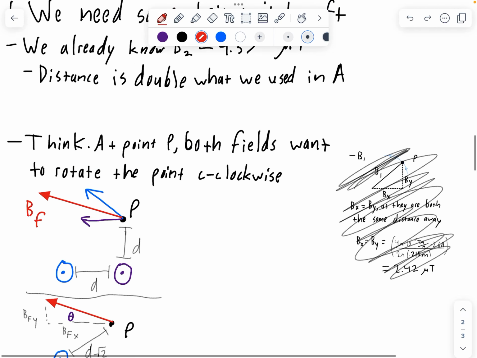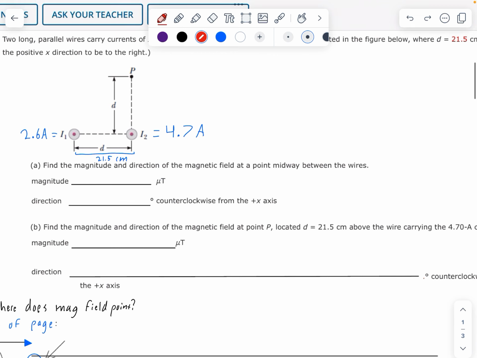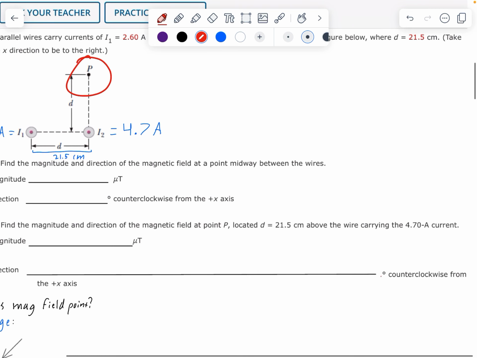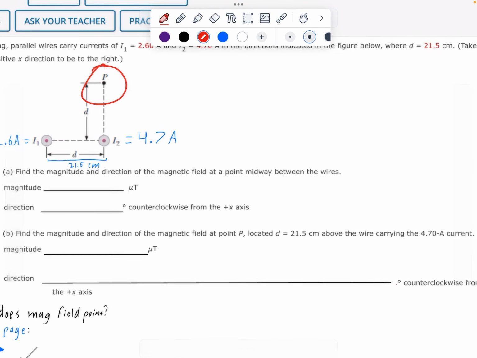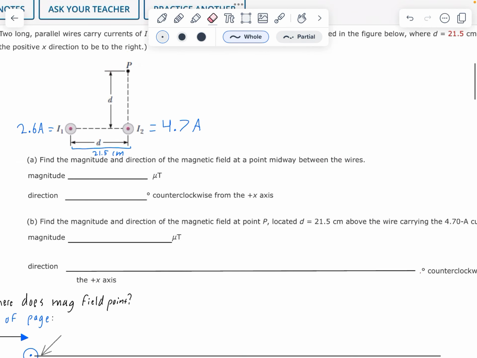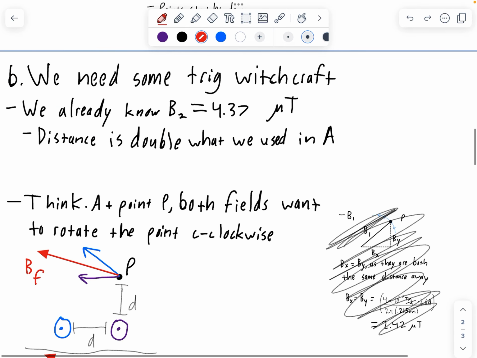Okay, so then I'll go on to part B now. Part B says find the magnitude and direction of the magnetic field at point P, located the same distance, D equals 21.5 centimeters, above the wire carrying the 4.7 A current, so above I2. So what is the magnetic field at this point P? This one is a lot harder because you're going to have to use some sort of trigonometry with the fields acting and whatnot. I will get into that now. So again, we need some trigonometry witchcraft.